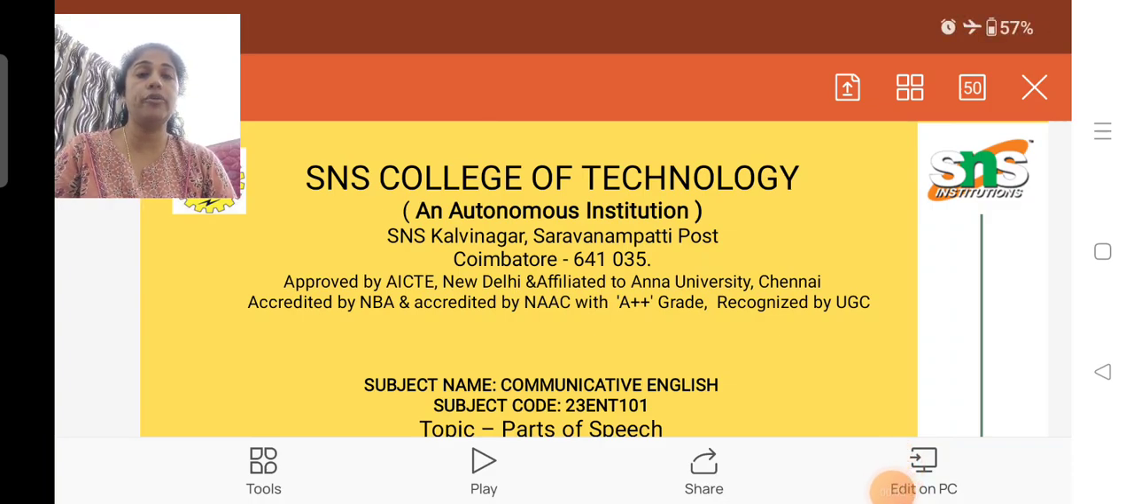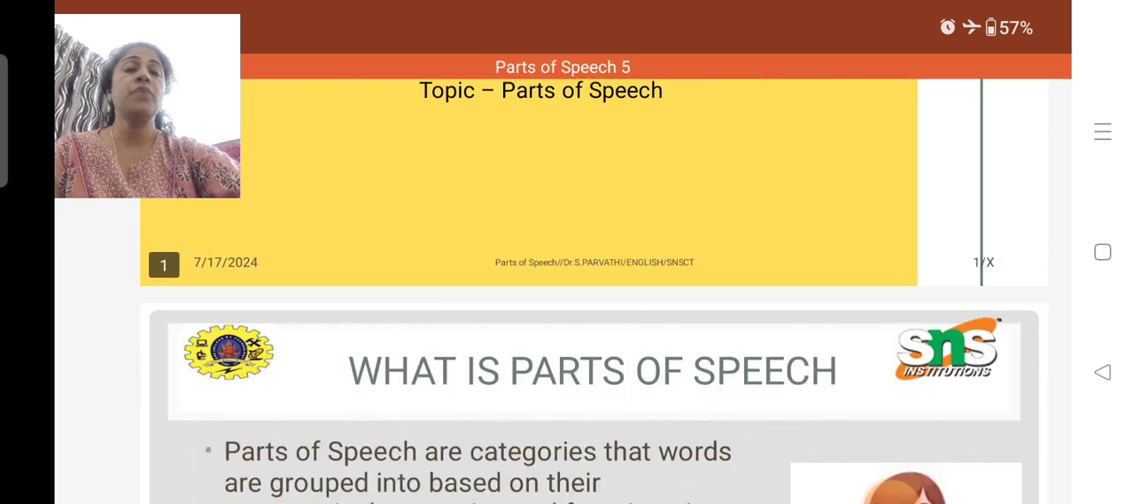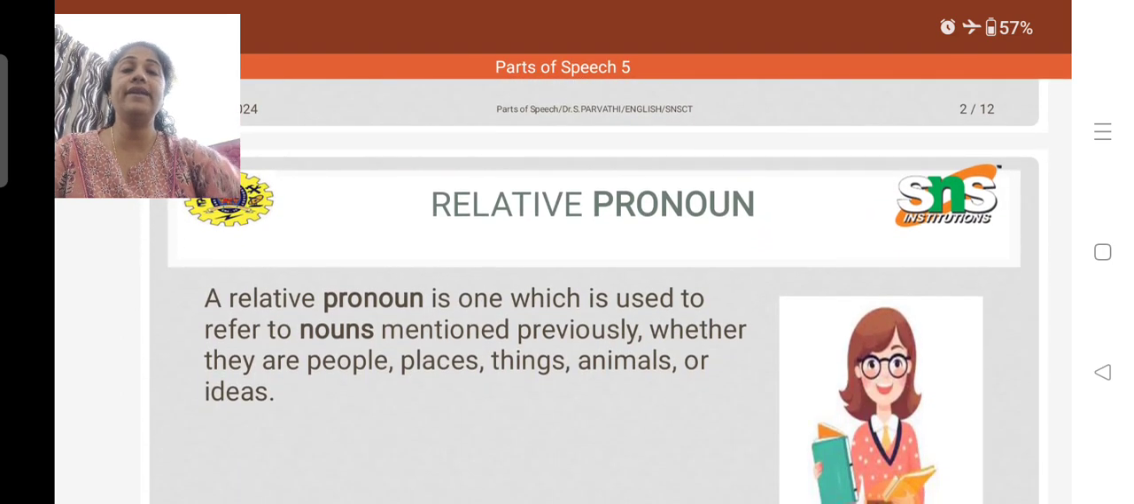So I hope you all remember what the parts of speech are and what the 8 parts of speech are, and what is a noun, an abstract noun and concrete noun, countable noun, uncountable noun. And when it comes to pronoun, what is a personal pronoun, reflexive pronoun, demonstrative pronoun, and possessive pronoun. Okay, in this class we are going to see what a relative pronoun is.